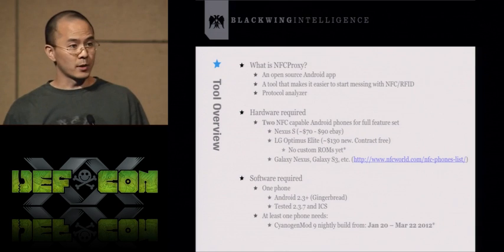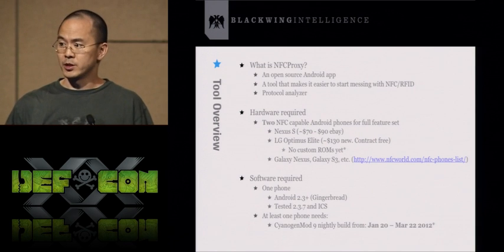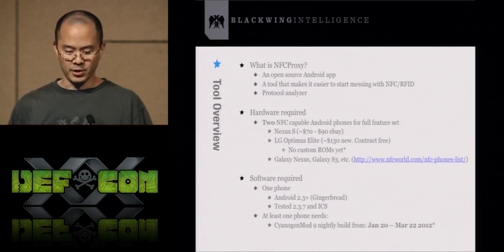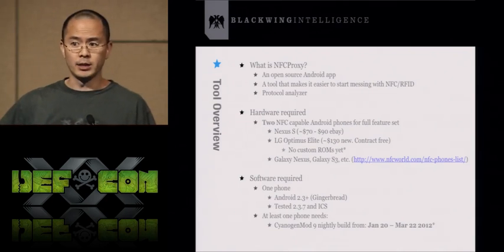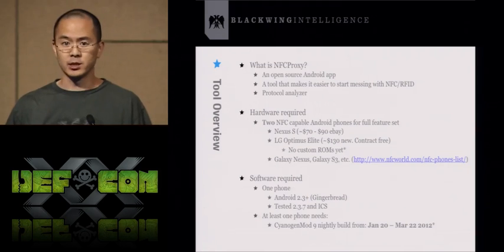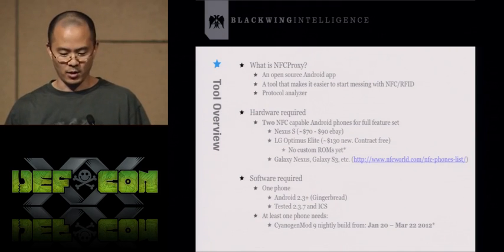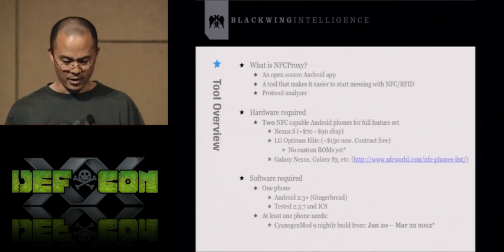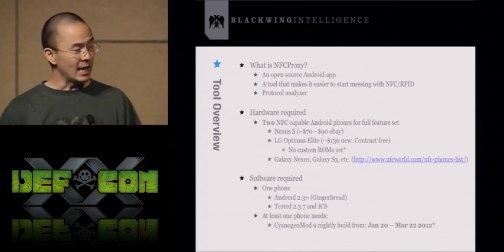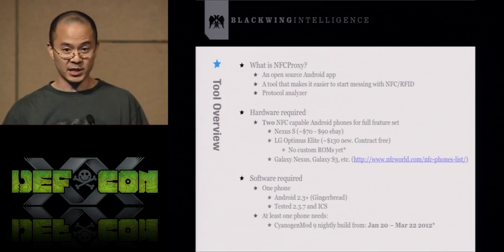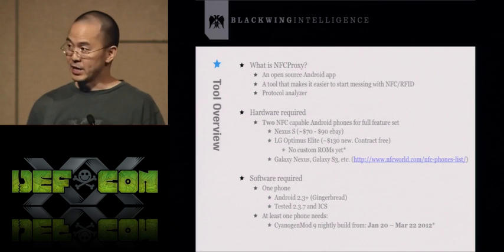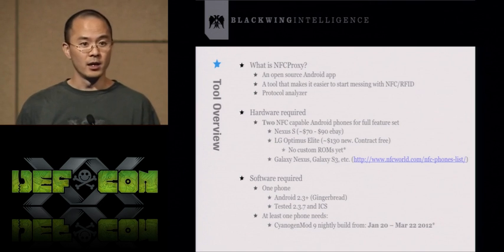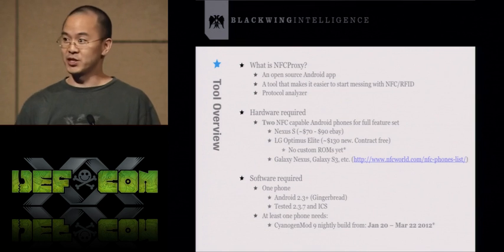So the software that's required: one phone can be just running stock Android, either Gingerbread, anything that supports NFC, or Ice Cream Sandwich and above. I've only tested on Gingerbread and Ice Cream Sandwich. I haven't tested Jelly Bean yet, so I don't know how that's going to respond. Should work just fine, though. And then at least one phone needs a specific build of CyanogenMod, specifically CyanogenMod 9, and the nightly build between January 20th and March 22nd of this year.